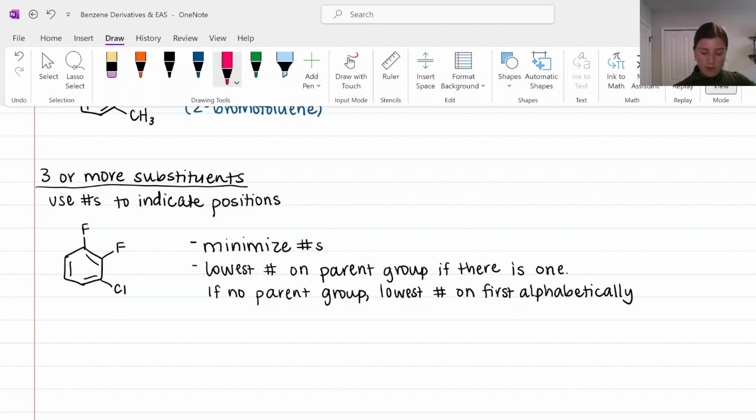put the lowest number on the substituent that comes first alphabetically, just like we did above. In the molecule that I've drawn to the left here, we don't have a CH3, OH, or NH2 group, so we don't have a parent group. To minimize numbers, we can either number carbon 1, 2, and 3 in this direction, or the other direction, where the chlorine is on carbon 1, and we have 2 and 3 there.